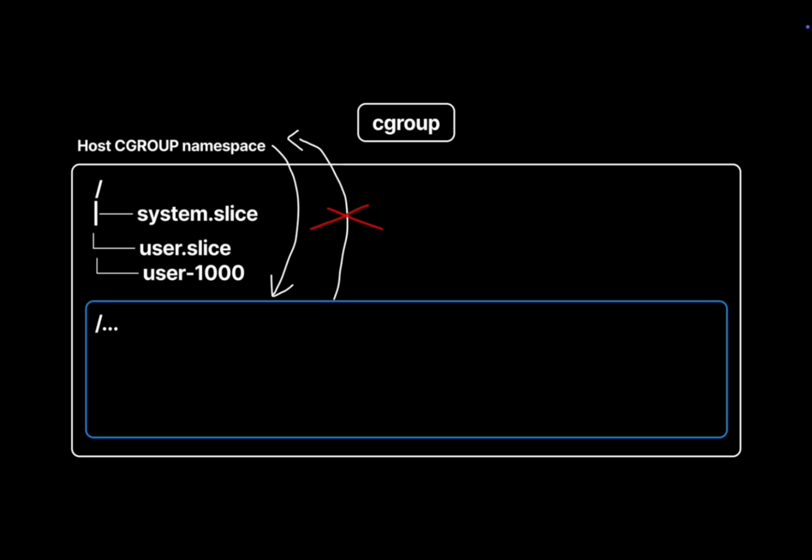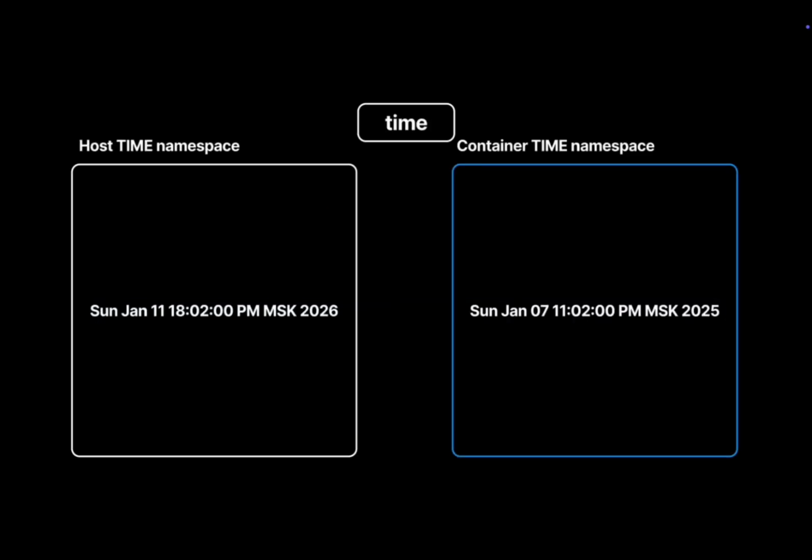It isolates the view of the Cgroup hierarchy. Processes inside a Cgroup namespace see their current Cgroup as the root. This prevents containers from viewing or modifying the host Cgroup hierarchy. And the last namespace is time namespace. It just isolates system clocks. This is the least commonly used namespace in production today.